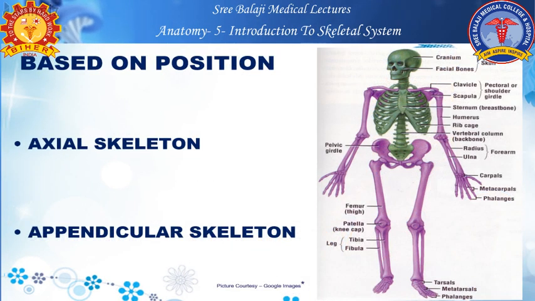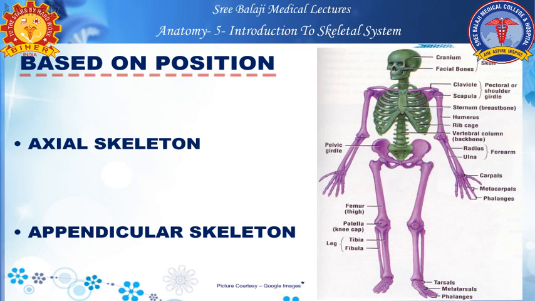Classification based on the position of the bones. Based on position, bones can be classified as axial skeleton or appendicular skeleton. Axial skeleton forms the trunk of the body, whereas the appendicular skeleton includes bones that form the limbs and the girdles which attach the limbs to the trunk. These constitute the appendicular skeleton.